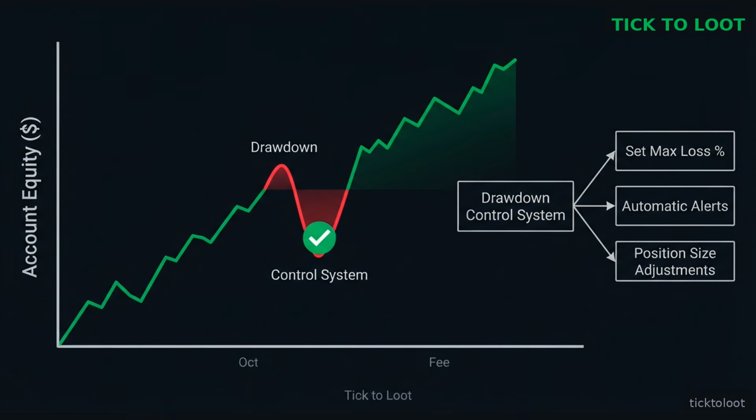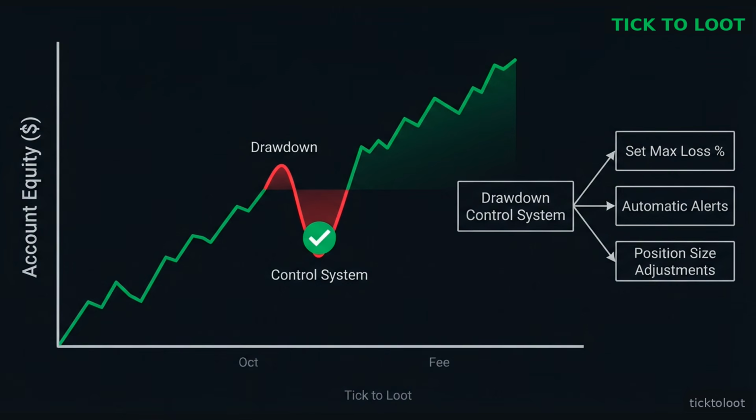A drawdown control system is like a safety harness that automatically tightens when you start to slip, preventing you from falling too far. In trading terms, this system includes rules, alerts, and automated actions that stop or reduce losses once they reach a predetermined level.